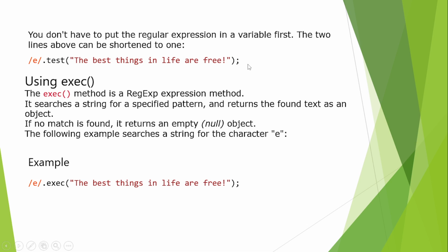Using exec. The exec method is a regular expression method. It searches a string for a specified pattern and returns the found text as an object. If no match is found, it returns a null object. The following example searches a string for the character e. For example, /e/.exec(...), it will also return a result.